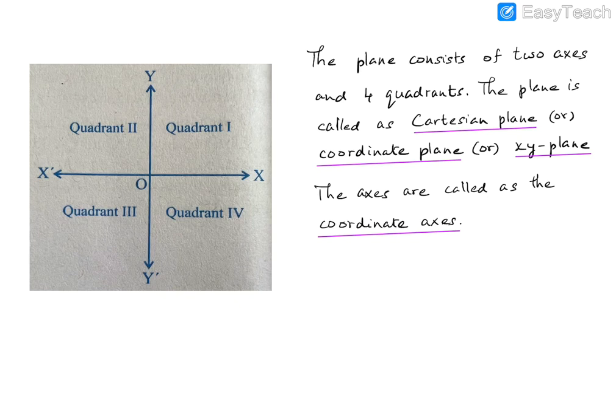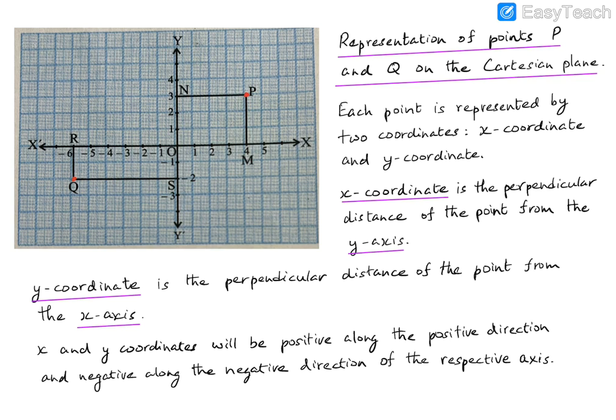So let us now see a quick illustration of how to represent a point on the Cartesian plane or the XY plane. So here we are trying to represent the points P and Q on these Cartesian coordinates or the Cartesian plane. So the way to represent each of these points is to have two numbers associated with it. The two numbers, we call them the coordinates of the point. So each point is represented by two coordinates.